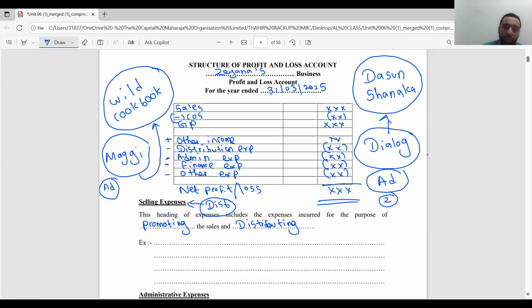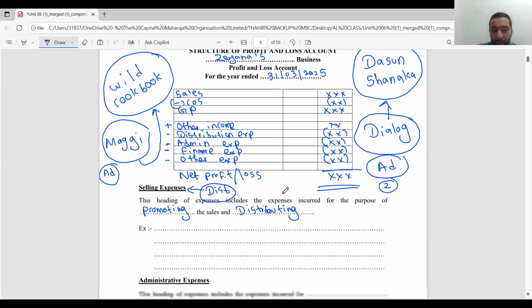So that is also called selling expenses. These are the Sri Lankanized examples that I can give you. These are Sri Lankan examples.